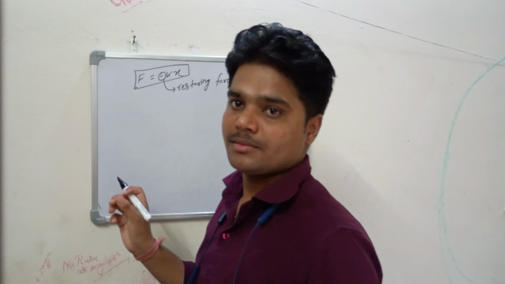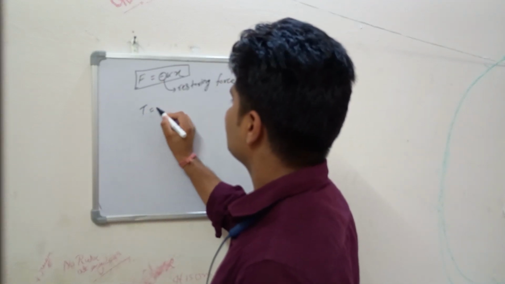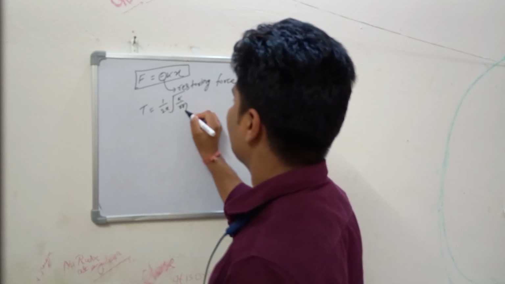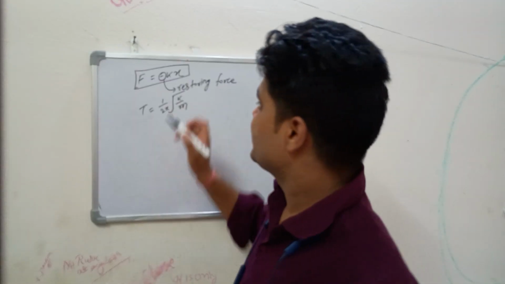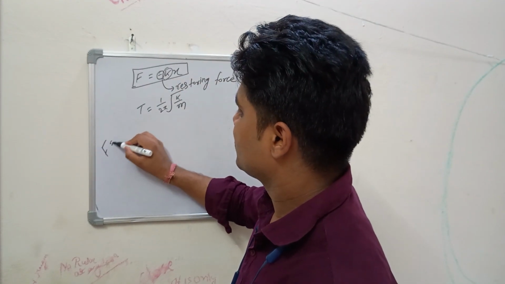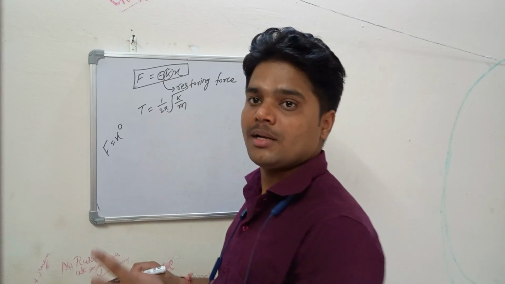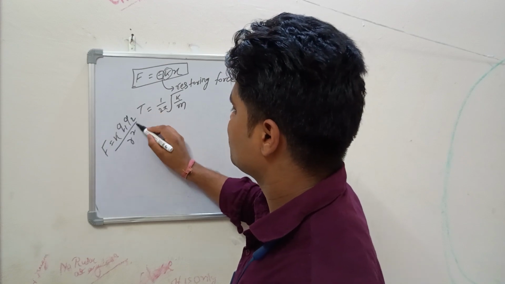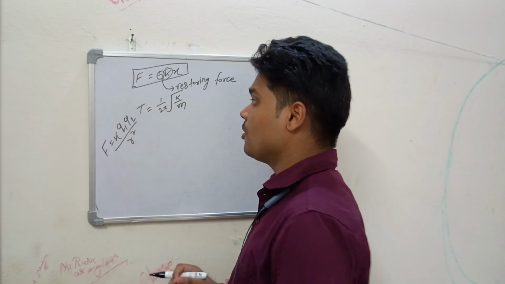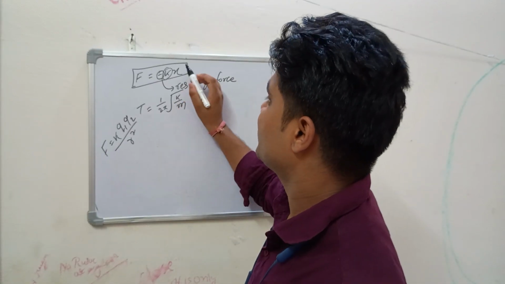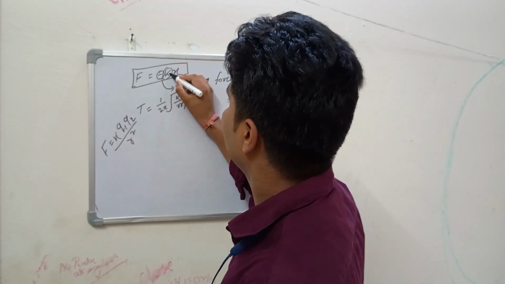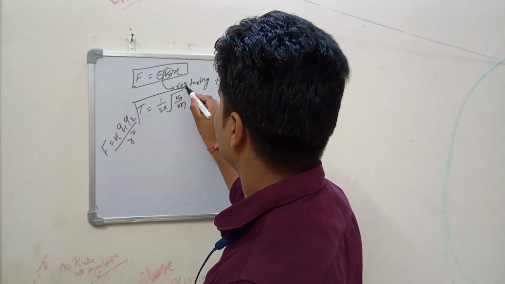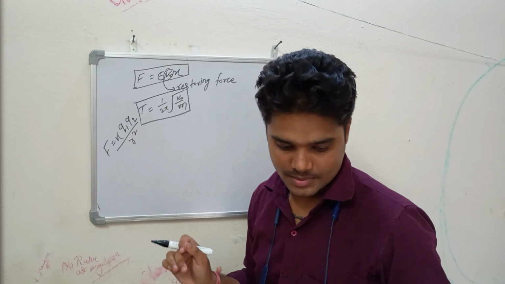And the time period of that particle will be T equals 1 by 2 pi under root k by m. Don't confuse this k with the Coulomb's force k, because these two are different from each other. Coulomb's force is k q1 q2 by r square. So avoiding that confusion, let us suppose this is k naught. Then the time period will be T equals 1 by 2 pi under root k naught by m.